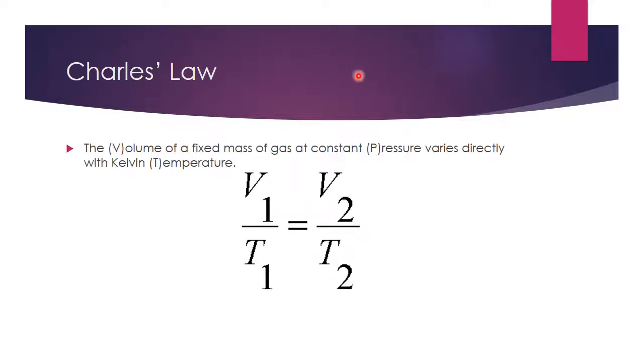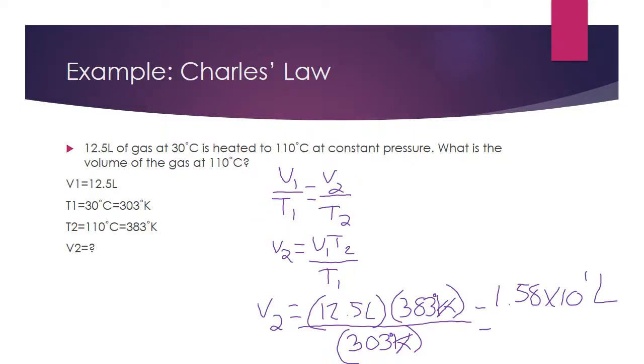So Charles' law states that the volume of a fixed mass of gas at constant pressure varies directly with Kelvin temperature. So V1 divided by T1 equals V2 divided by T2. So now for an example of Charles' law. 12.5 liters of gas at 30 degrees Celsius is heated to 110 degrees Celsius at constant pressure. What is the volume of the gas at 110 degrees Celsius?